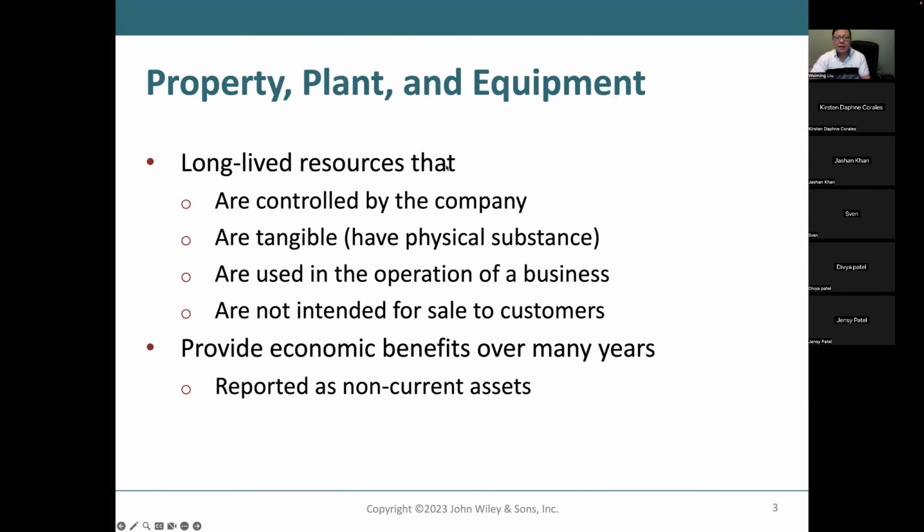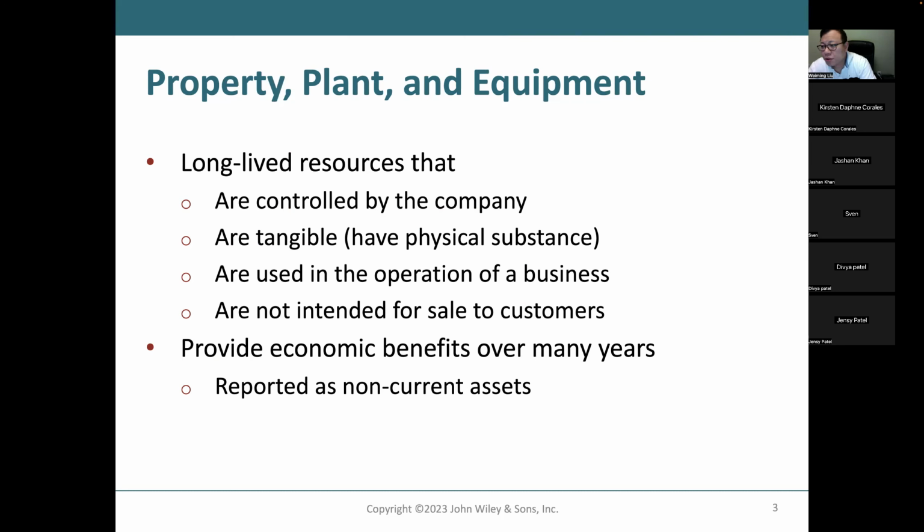So property, plant, and equipment are long-lived resources. These resources are controlled by the company. They are tangible. You can touch it. They have a physical form, physical substance. You are able to see it, touch it.